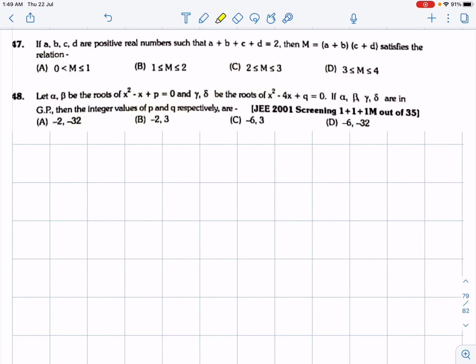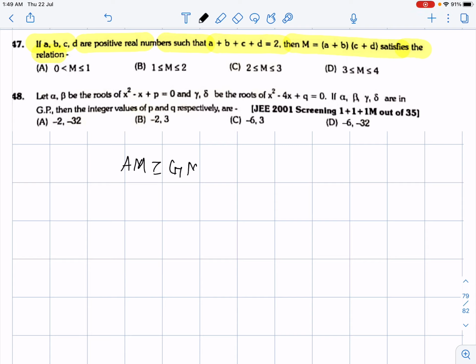So continuing our problem solving series in sequences and series, here I came up with two more questions written on the screen. If a, b, c and d are positive real numbers such that a plus b plus c plus d is 2, then m is equal to (a plus b) dot (c plus d) satisfies the relation they are asking. So guys, here I will be going to apply AM greater than or equal to GM by taking two numbers a plus b and c plus d.